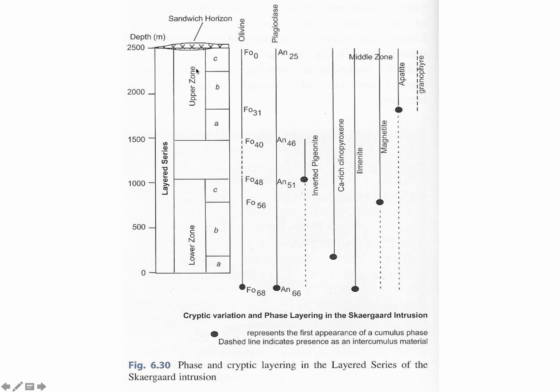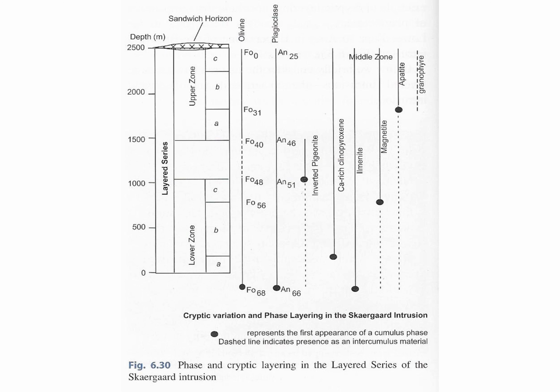Yeah. So the same chemical variation we can see in plagioclase. We are starting with anorthite 66, going down to anorthite 25. So that means from the lower zone to the upper zone, our plagioclases are becoming always more rich in sodium. So we have at the lower zone a more anorthite-rich plagioclase. At the upper zone we have a more sodium-rich plagioclase.